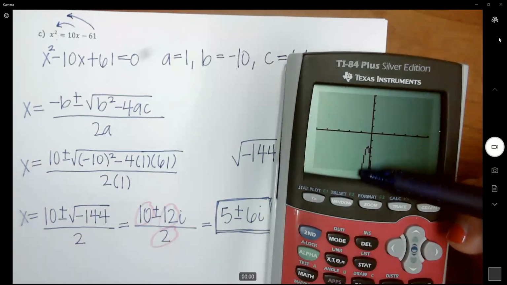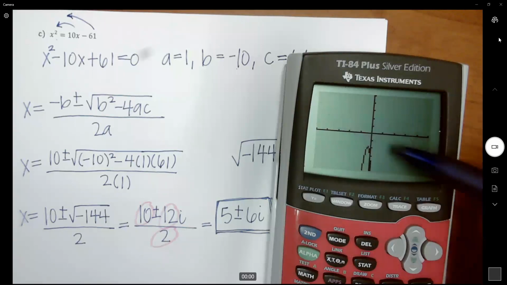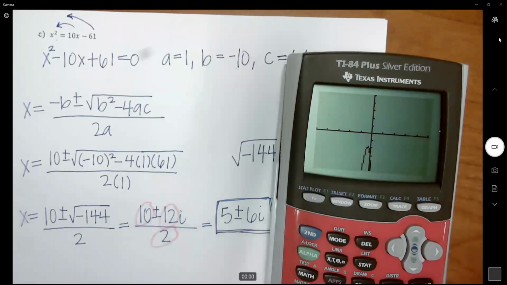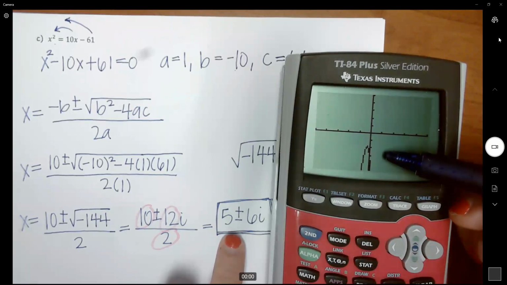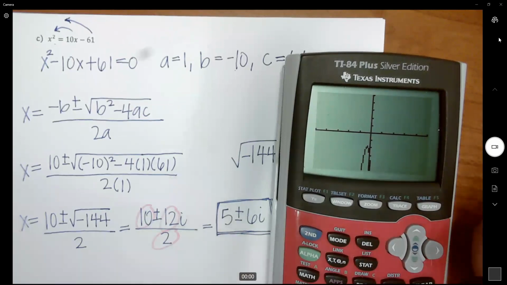Okay, same thing here. If it's down here below, and you see that turn and it's never touching, you're going to get another imaginary answer for that quadratic as well. So you can't really check that 5 plus or minus 6i is the right answer, but when you graph, you can check, okay, well, that was supposed to be imaginary.